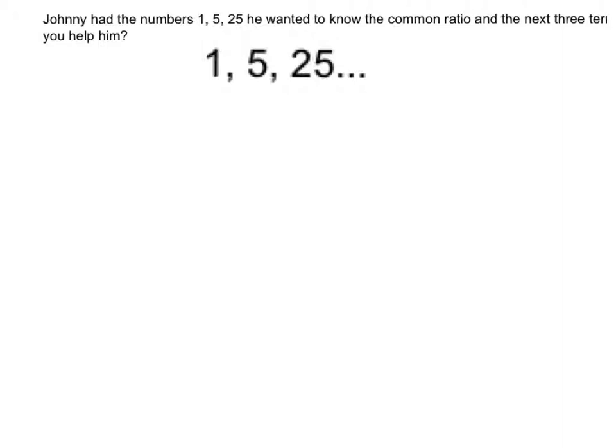Let's try a story problem. Johnny had the numbers 1, 5, and 25. He wanted to know the common ratio and the next three terms. Can you help him? Between the numbers 1, 5, and 25, you can see that every time it is multiplied by 5. So r equals 5.